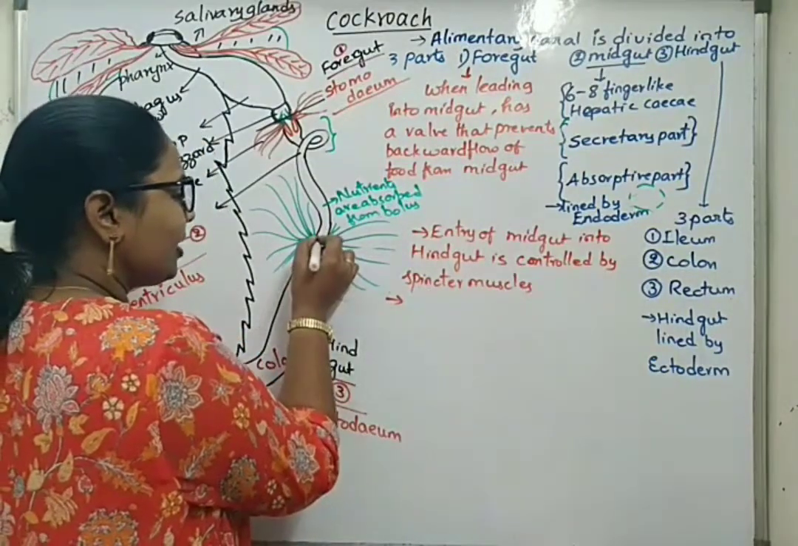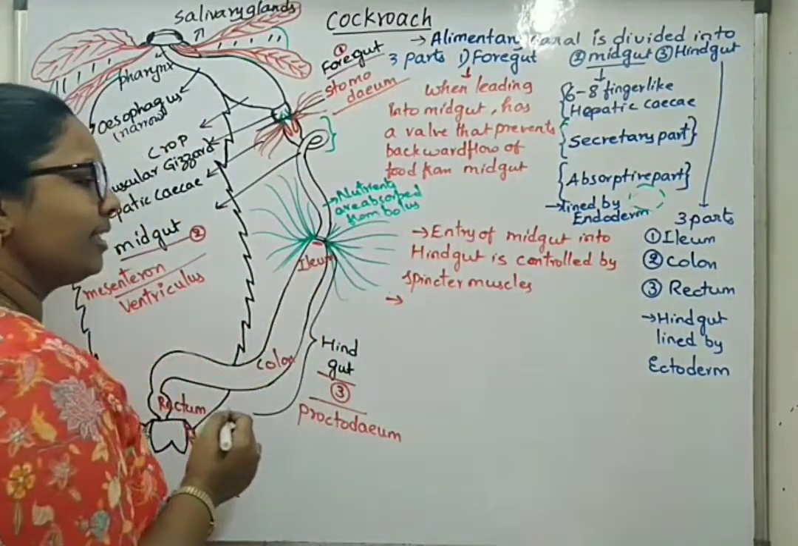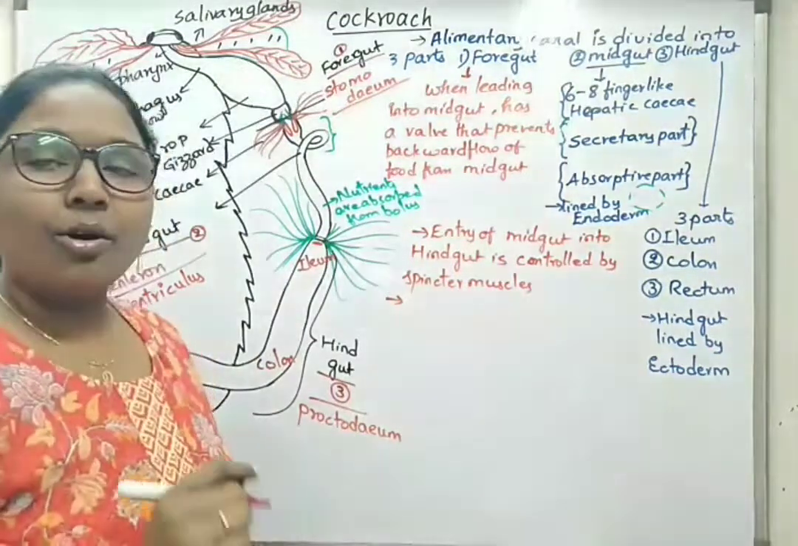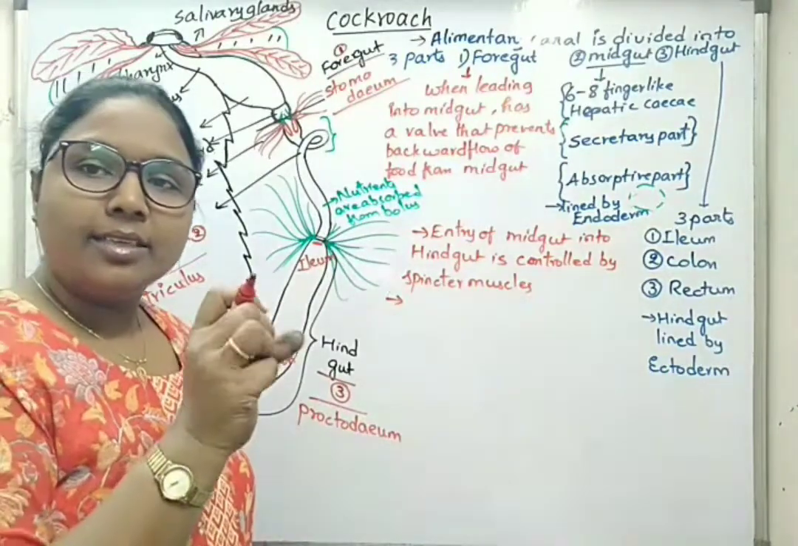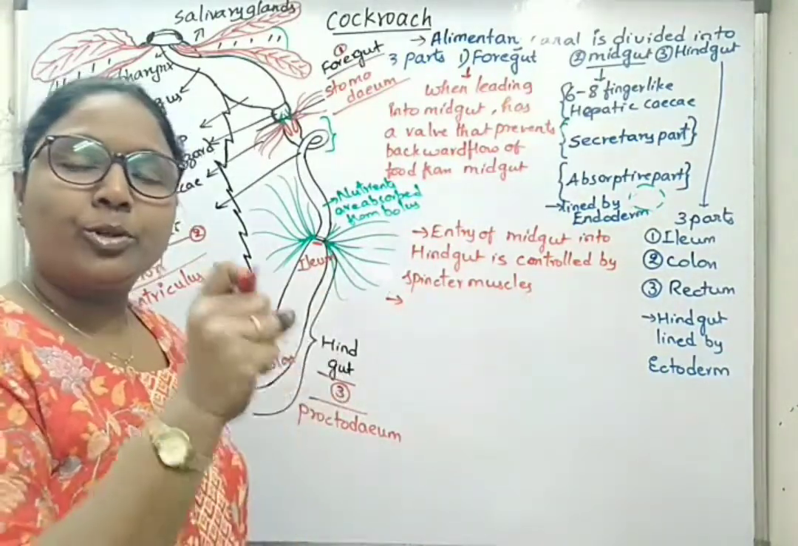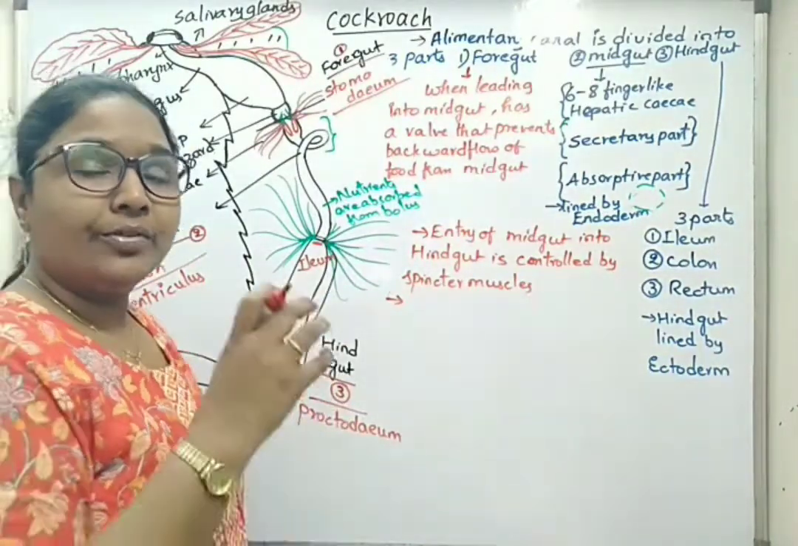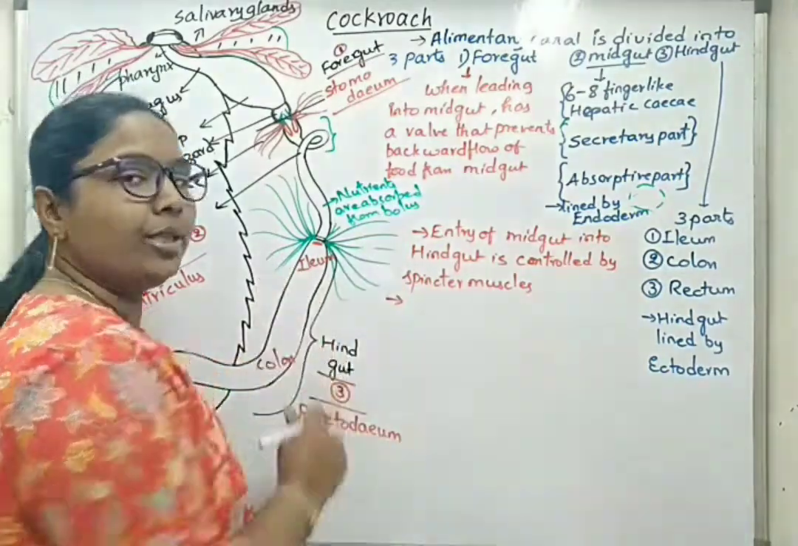So, at the junction of midgut and hindgut, there are 6 to 8 bundles of Malpighian tubules. They are considered the excretory structures, meaning they absorb the uric acid and also the waste from the body and push it into the hindgut.